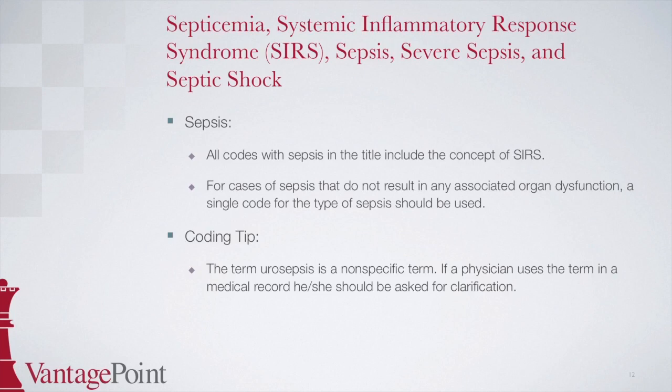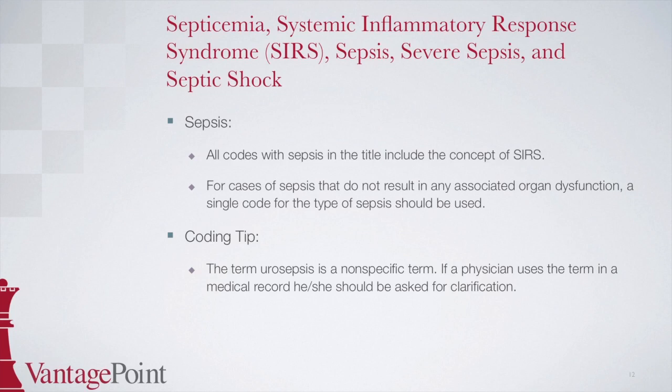Moving on to septicemia, SIRS, and sepsis. Sepsis refers to an infection due to any organism that triggers a systemic inflammatory response, which is SIRS. Therefore, all codes with sepsis in the title include the concept of SIRS. If the patient's sepsis does not result in any type of organ dysfunction, you're going to use a single code indicating the type of sepsis, such as A40.1, which is sepsis due to group B strep.